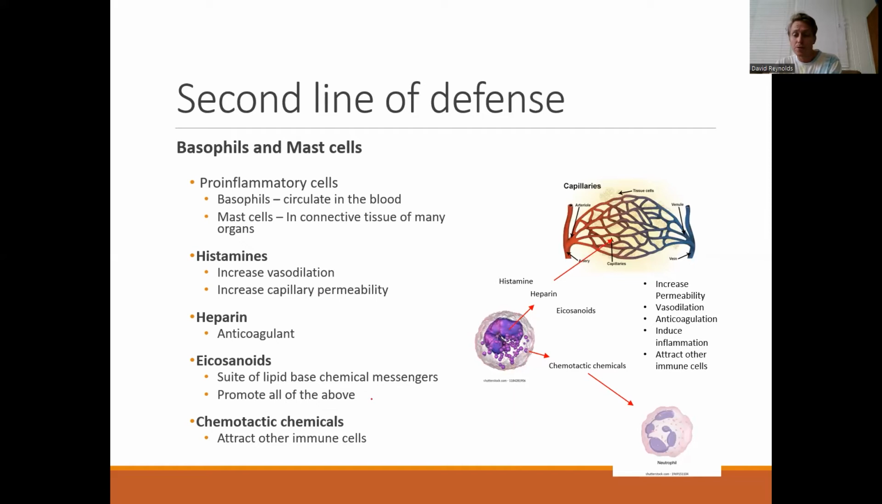And then finally, other chemicals that are released by the basophils and mast cells are called chemotactic chemicals. These are chemicals that are going to attract other immune cells, like your neutrophils, macrophages, natural killer cells. A whole bunch of other cells are going to be attracted because of these chemicals released by basophils and mast cells. So they're telling your other immune cells, hey, come here, we have an infection, you need to come take care of this.